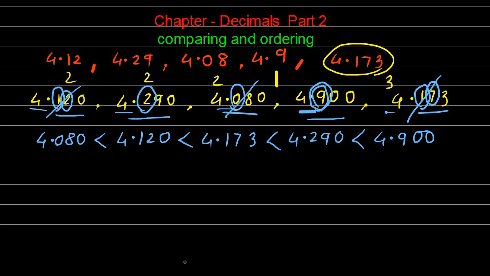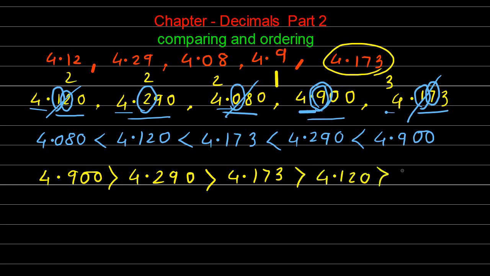Now this is how we arrange them in ascending order. For descending order, naturally you need to write it the opposite way. So we need the biggest number first and we already know 4.900 is the biggest number. Now make sure you write the correct sign. Then 4.290, 4.173, 4.120, 4.080. So this is how you can arrange decimals in ascending or descending order.